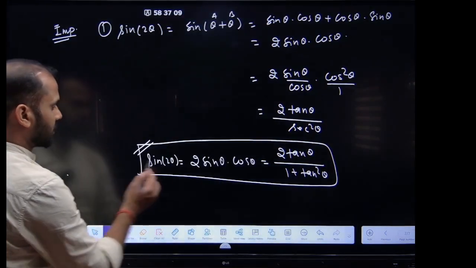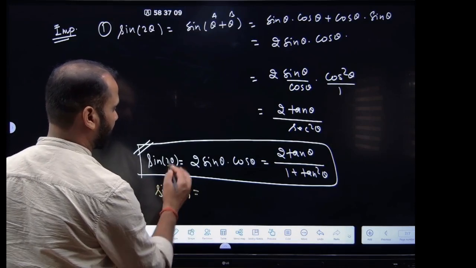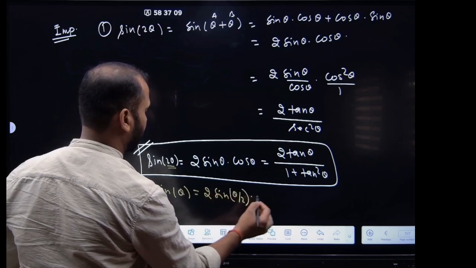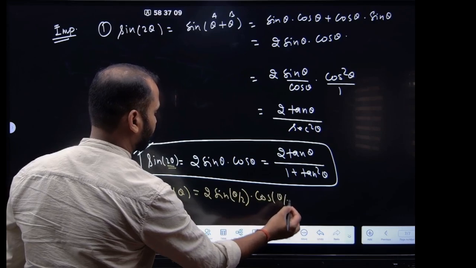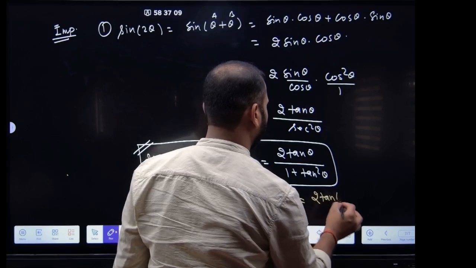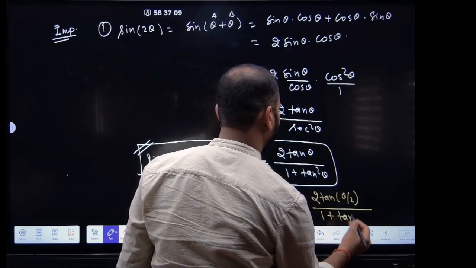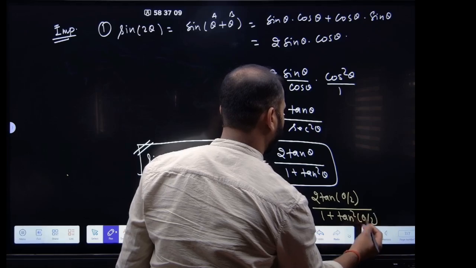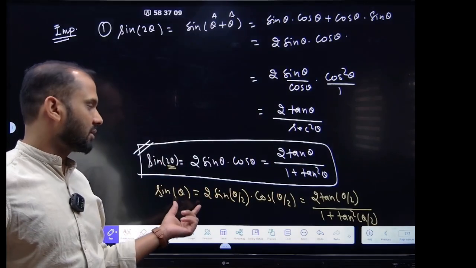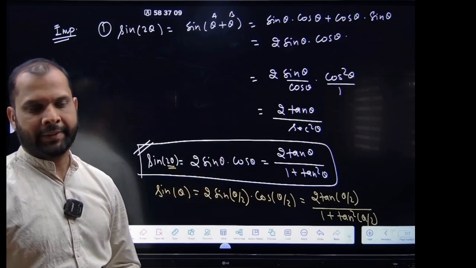What if you have just theta, not 2 times? Then you take half of whatever is there. Here I will be writing 2 sin theta by 2 into cos theta by 2, and on this side you can write 2 tan theta by 2 divided by 1 plus tan square theta by 2. We call theta a multiple angle, and half of that is called a sub multiple angle. I hope you remember these formulas.